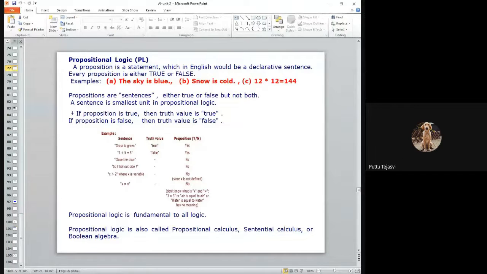And then we went to the approaches in knowledge representation. In that we have four types: simple relation knowledge, inheritable knowledge, inferential knowledge, and procedural knowledge. And then we saw knowledge representation using predicate logic, and how the knowledge is being represented.